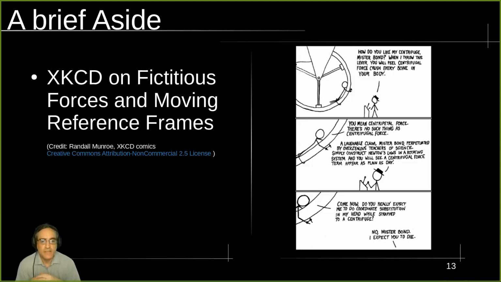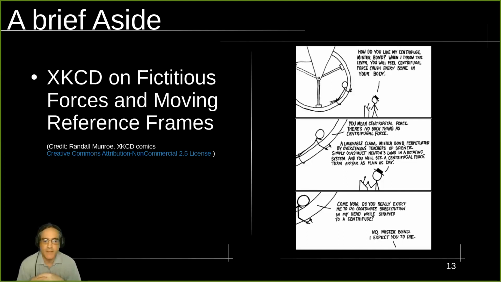So here it's got James Bond strapped to a centrifuge, and the bad guy is saying, how do you like my centrifuge, Mr. Bond? When I throw the lever, you will feel centrifugal force crush every bone in your body. You mean centripetal force. There's no such thing as centrifugal force. A laughable claim, Mr.